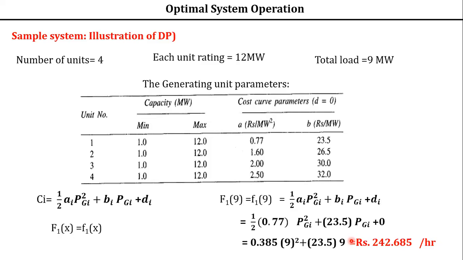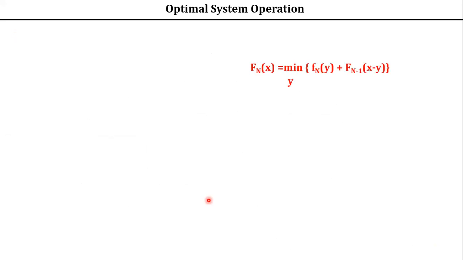Fine. Now let us take when two units are operating. We have taken only one unit; now let us take two units. Understood? So, the combination using the recursive relation, using dynamic programming, this is your recursive relation that I gave. What is this capital Fn(x)? Today also I have repeated it. What is small fn(y)?